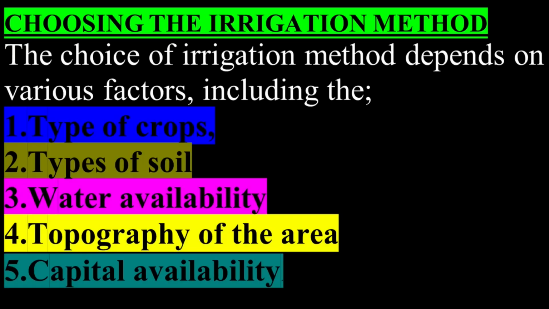When choosing the irrigation method, the choice depends on various factors, including the type of crops, types of soil, water availability, slope or topography of the area, and capital availability.